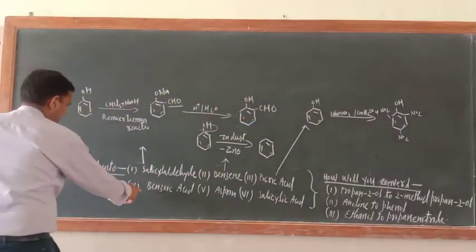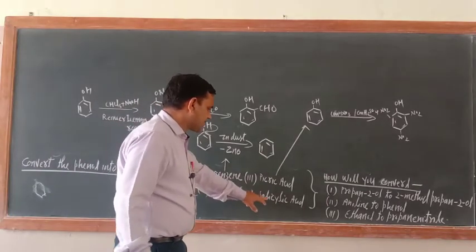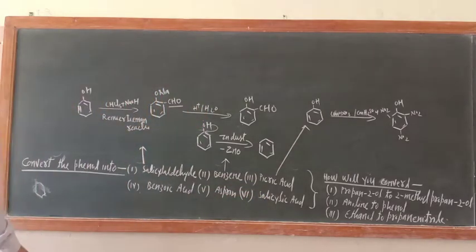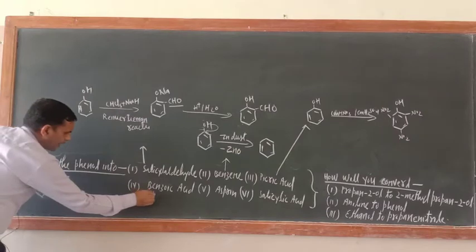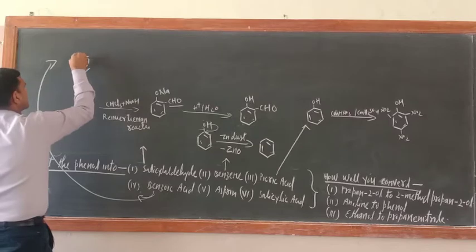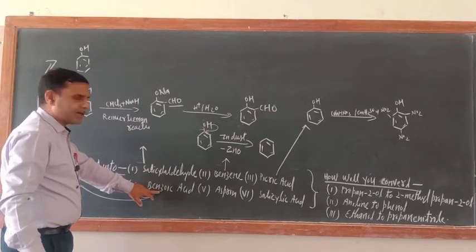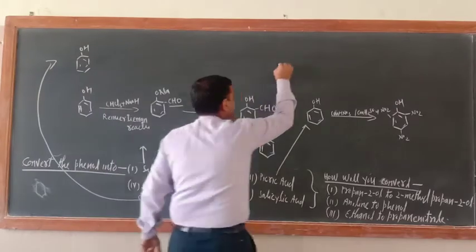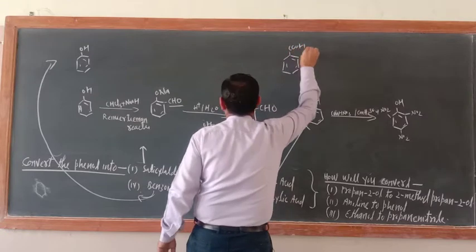What about benzoic acid? This is a little bit difficult. Aspirin is easy, and salicylic acid is also easy. So how will you convert phenol into benzoic acid? I am writing on this side. This is phenol. Phenol should be converted into benzoic acid. This is the formula of benzoic acid. So first write down this formula.